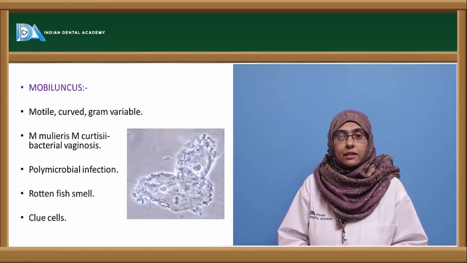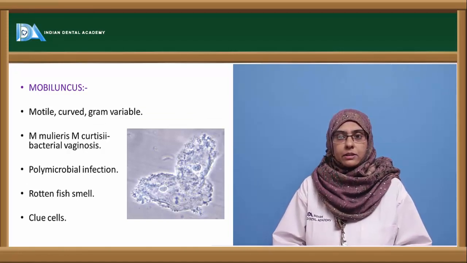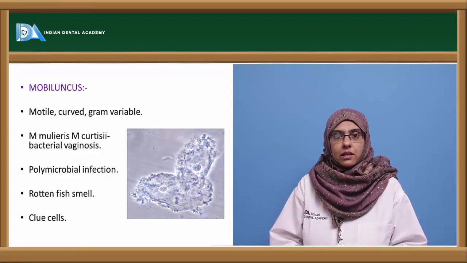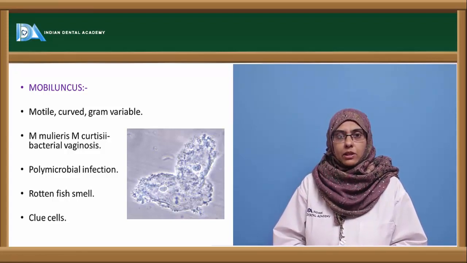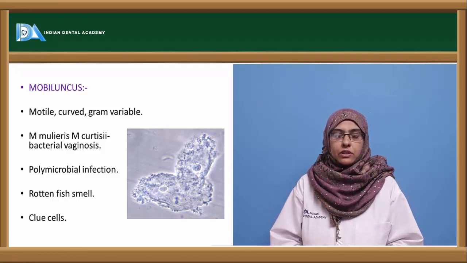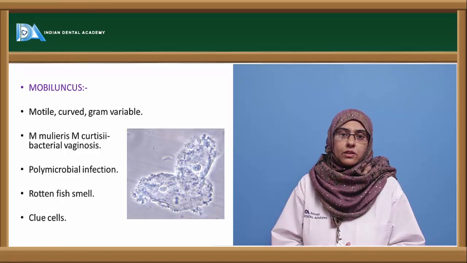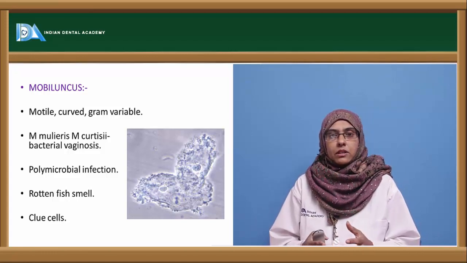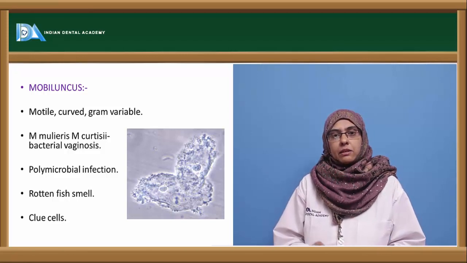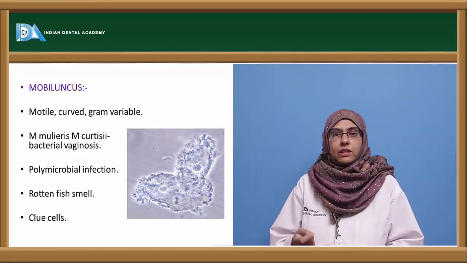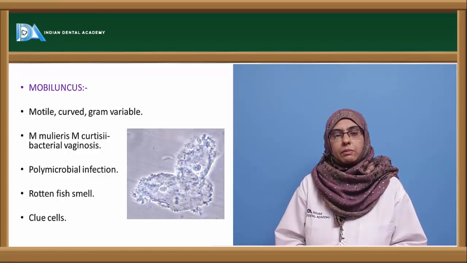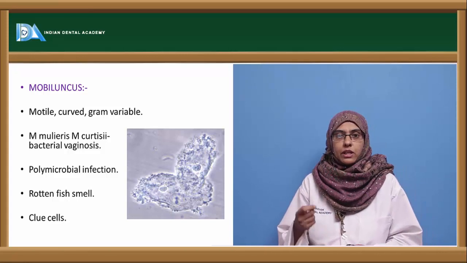These are motile, curved, gram-variable organisms, and the species mostly involved in the infections are Mobiluncus mulieris and Mobiluncus curtisii, which are mostly involved in bacterial vaginosis, along with Gardnerella vaginalis. So it is a mixed or polymicrobial infection that is usually characterized by a thin malodorous exudate with a rotten fish smell. This rotten fish smell can be accentuated by mixing with KOH solution.